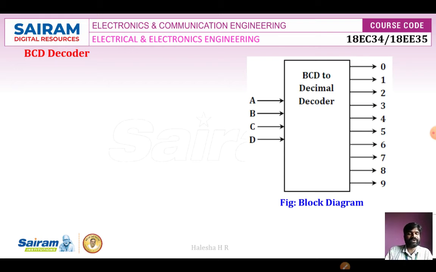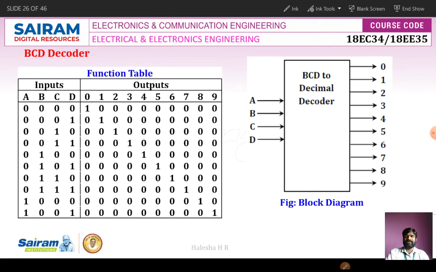So it decodes. Suppose 0 is coded as 4 zeros and it selects output 0. And 4 is coded as 0, 1, 0, 0 and it decodes it as a 4. That is what a BCD to decimal decoder does: it converts BCD into a decimal digit. Correct? So see, this is a function table.